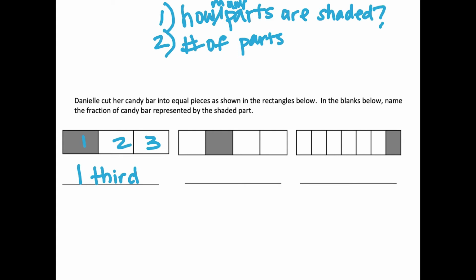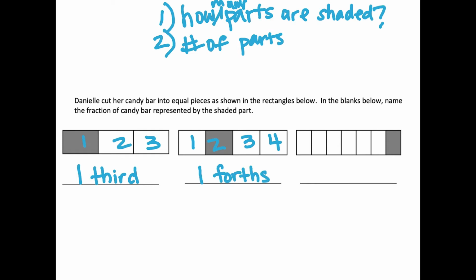The next one, how many parts were shaded? That's number 1. I see 1 part is shaded. And then the number of parts. So now we're going to count up the number of parts. 1, 2, 3, 4. So 4. When we say 4 as a fraction, what do we say? We don't say 4. We say fourths, right? So fourths.